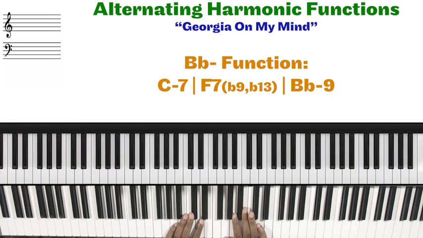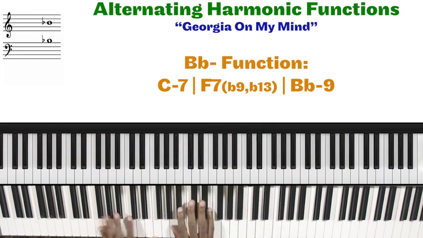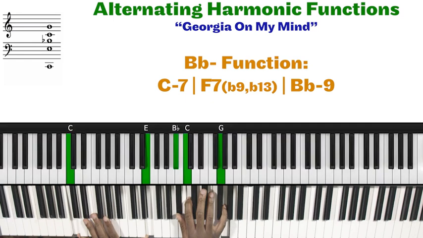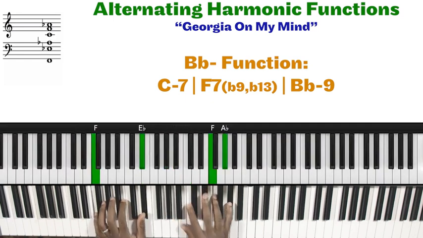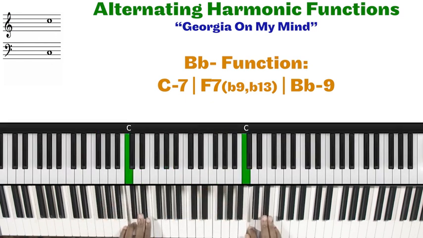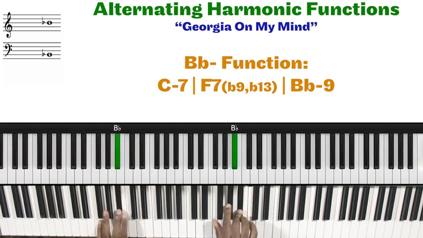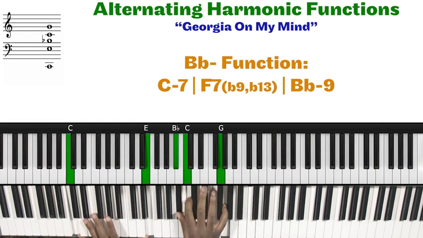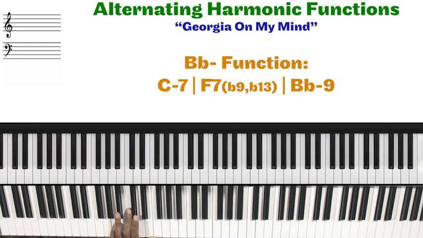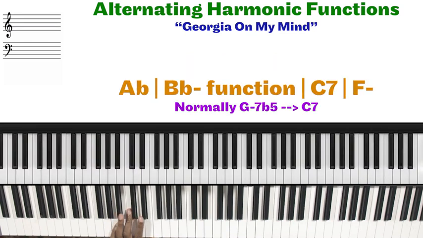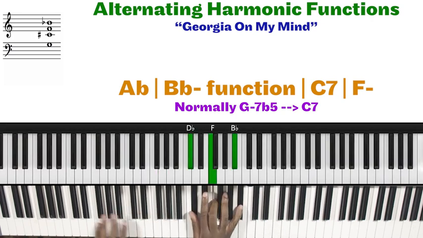So the melody is going to be Georgia, Georgia. Right, so once again, Georgia, Georgia. Okay, so we're going to go from A flat to C minor 7 to F7 flat 13 to B flat minor 9, and then to this harmony.